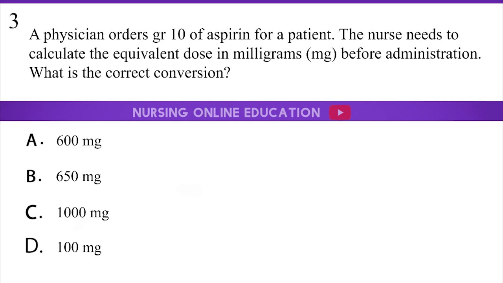3. A physician orders gr 10 of aspirin for a patient. The nurse needs to calculate the equivalent dose in milligrams, mg, before administration. What is the correct conversion? A. 600 milligrams. B. 650 milligrams. C. 1000 mg. D. 100 milligrams. The answer is option B, 650 milligrams.